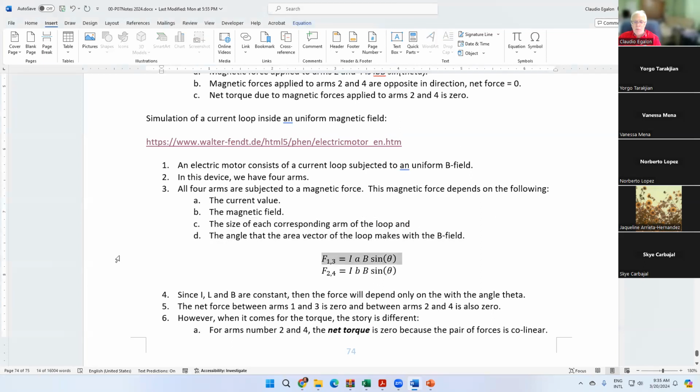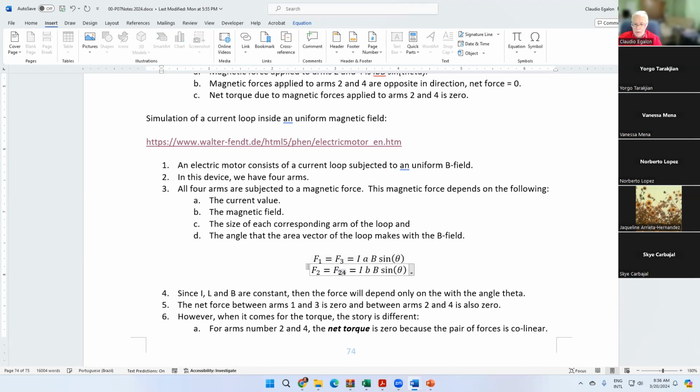Here you go. The force on arms 1 and 3 is given by this value here. I'm going to even make it so it's very clear. Force in arm 1 is equal to force in arm 3. I'm going to do the same here. Force in arm 2 is equal to force in arm 4. Since I, L, and B are constant, the force will depend only on the angle theta.